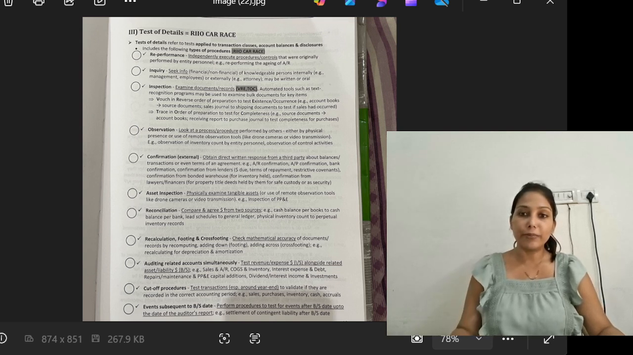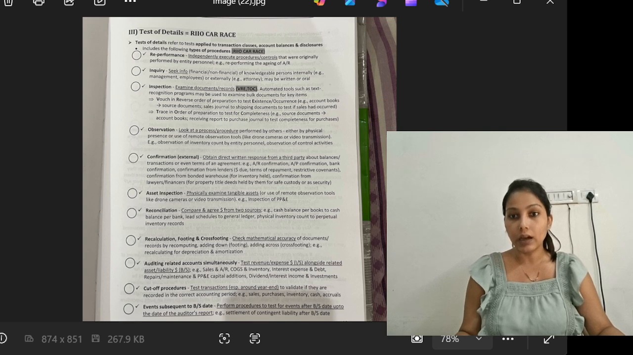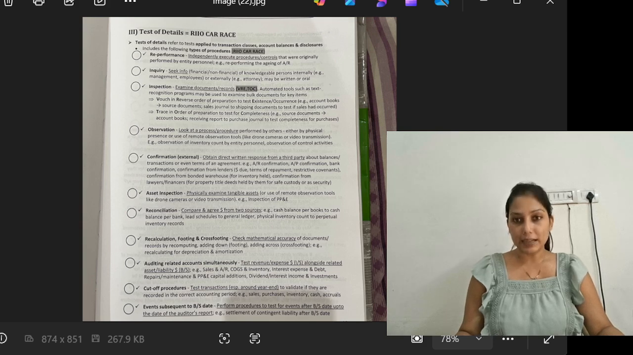The confirmation is obtained from the third party with whom transactions have been done, to gain an understanding of the existence and completeness assertions on those balances and transactions. Asset inspection is physically examining tangible assets, like inspection of PPE. Reconciliation compares and agrees transactions from two sources, like the cash balance as per the bank books and as per the management books, and reconciles any differences.